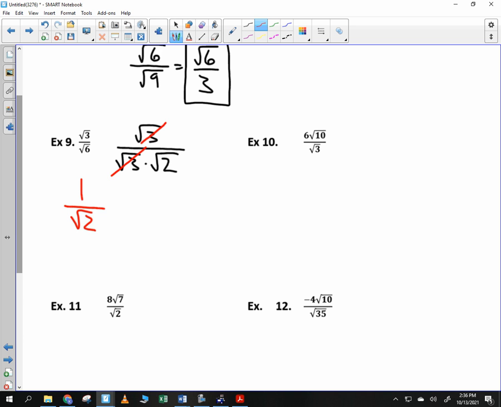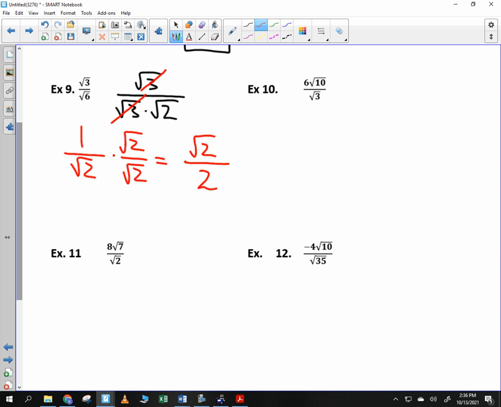Can I leave that as my answer? No. Multiply the top and bottom by the square root of 2. Notice in the top we get the square root of 2. And the bottom you get 2. Three problems left. Multiply top and bottom here by the square root of 3. And we get 6 roots of 30 divided by 3.